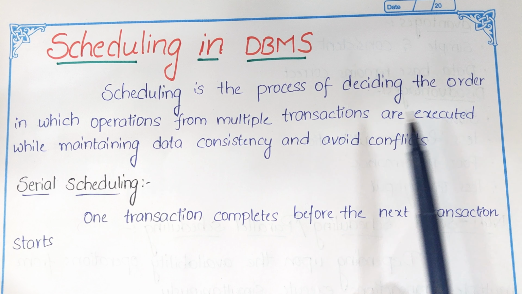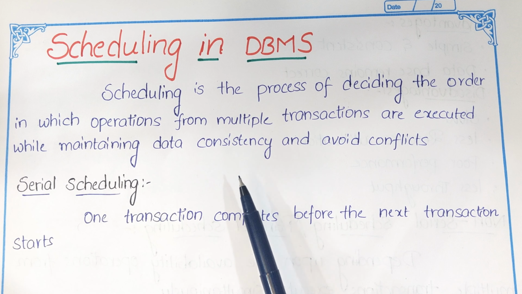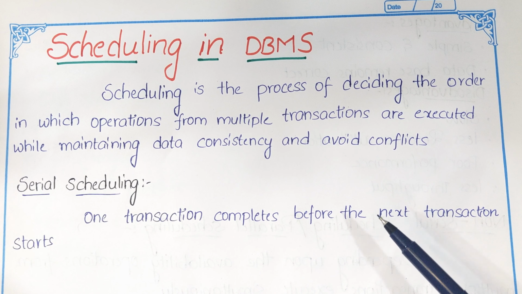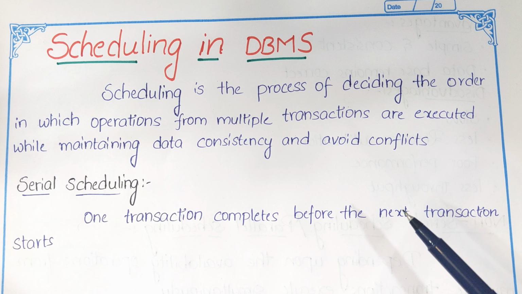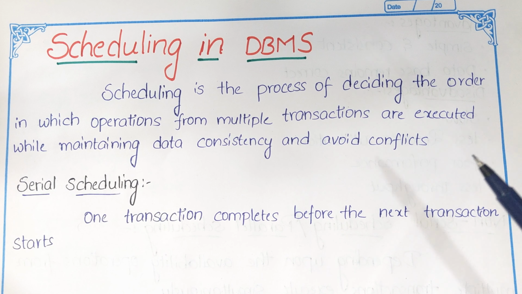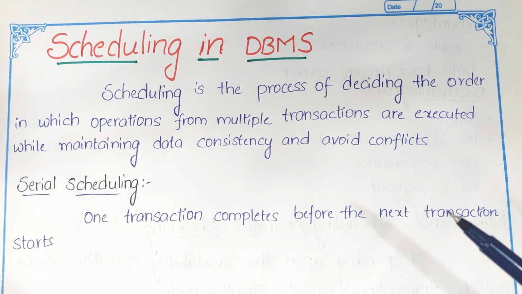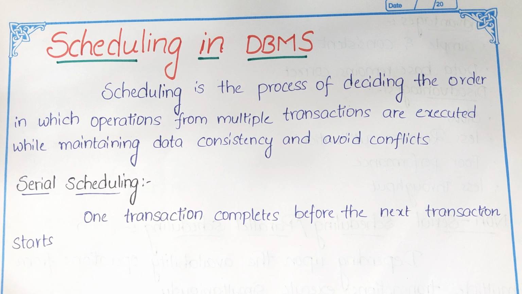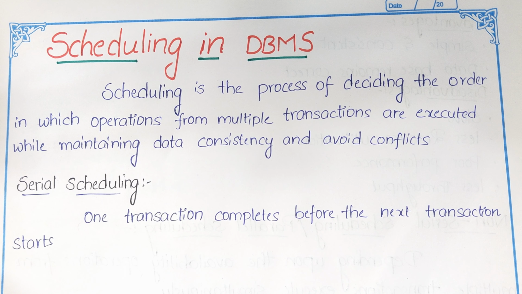Scheduling is a process of deciding the order in which operations from multiple transactions are executed while maintaining data consistency and avoiding conflicts. It is mainly used to decide which operation should be performed first and which should be performed next. Which operation should be done at which time will be decided by this scheduling.